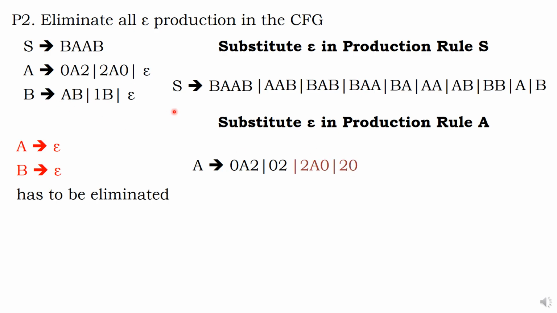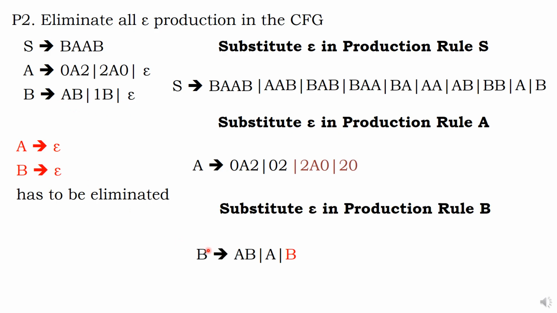Okay. Now we will go here also because B is giving epsilon. AB you keep as it is. And then in the place of B, if you put epsilon, A is coming. Okay. Come on. Ready. AB I kept as it is. In the place of B, if I put epsilon, what I will get? A. In the place of A, if I put epsilon, I will get B. Got it? Okay, sir.